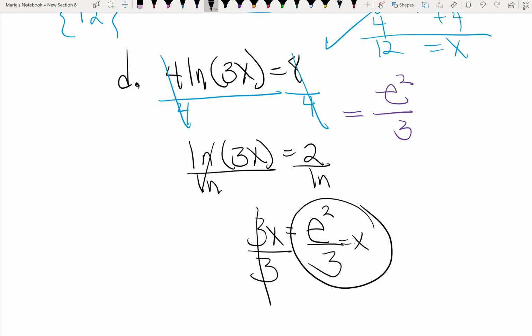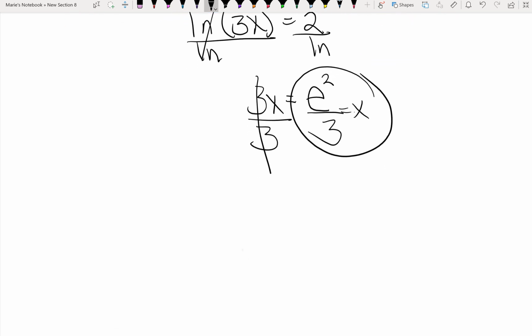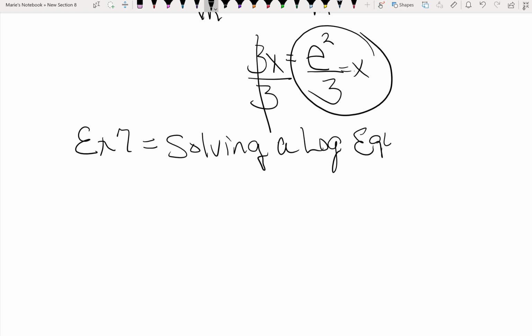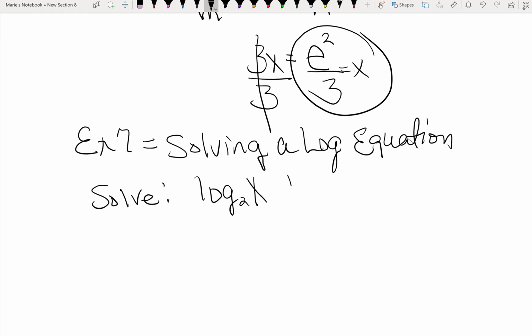All right, the next question that we have here is example 7. This is solving a logarithmic equation. We have: solve log base 2 of x plus log base 2 of x minus 7, and this is equal to 3.